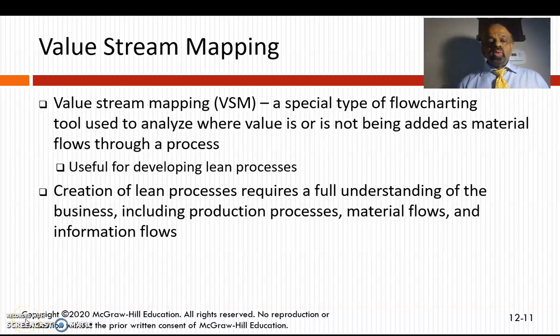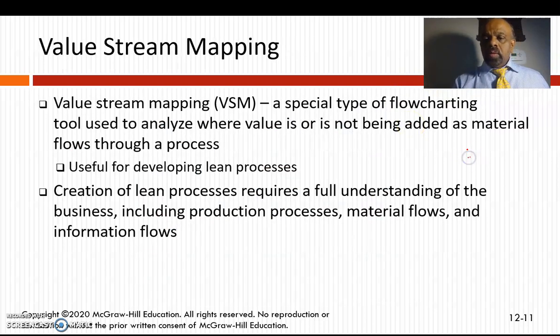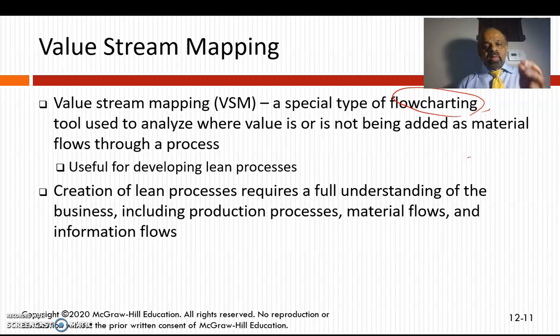So let us continue with chapter 12. Value stream mapping, VSM in short, is a special type of flowchart. It is used to analyze whether value is being added or not, and where the value is being added as materials flow through the process. It is actually useful for developing lean processes.